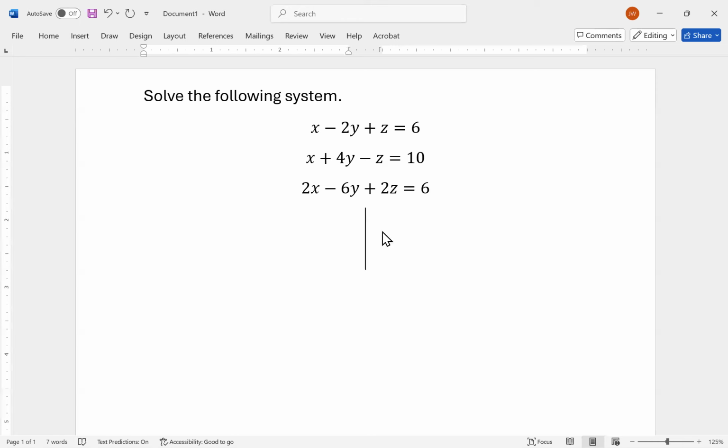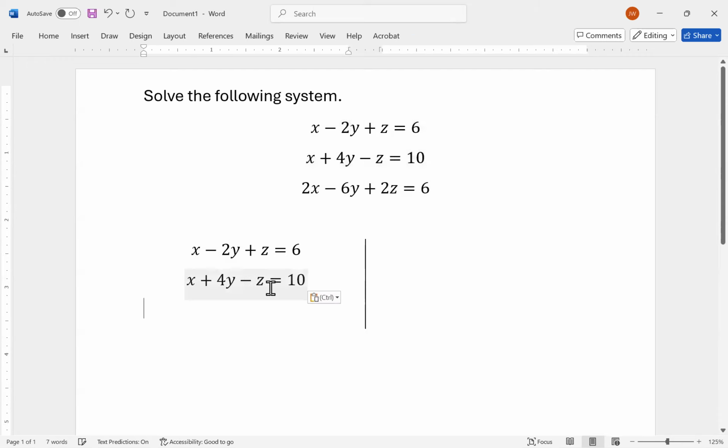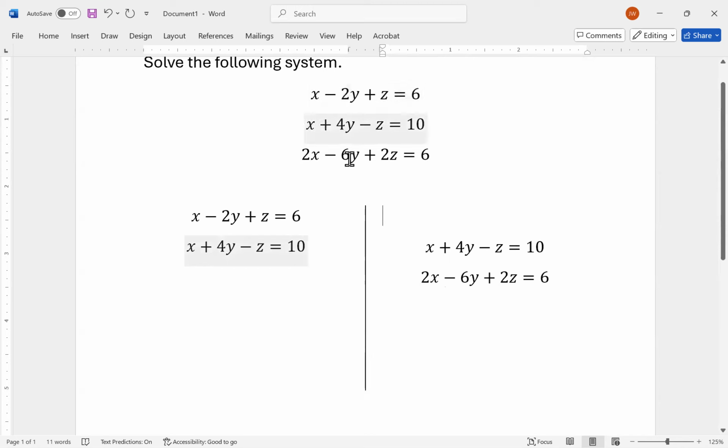All right, so I want to eliminate the z. And so I'm going to take two pairs of equations. I'll take the first two equations. That'll be one pair. And then I'll take the second two equations. I can't take the first two and the first two again. I can take the first two and then the second two, or I can take like equation 1 and 3 if it's more helpful as well.